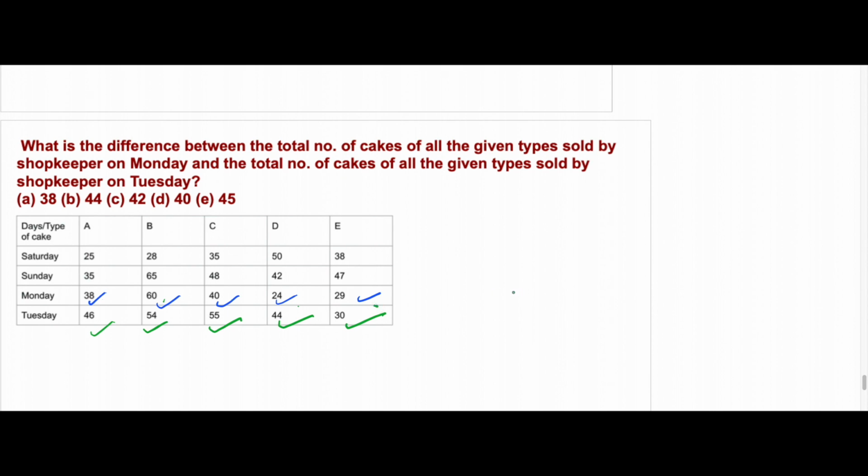Okay, let's add this. So this is 1, then I'm adding this one at first. So 1, then 9, 1. Okay, and then I'm adding this one. Okay, so this is 9, 2, 2. So 229 minus 191. 229 minus 191 is 38. Option A is the answer.